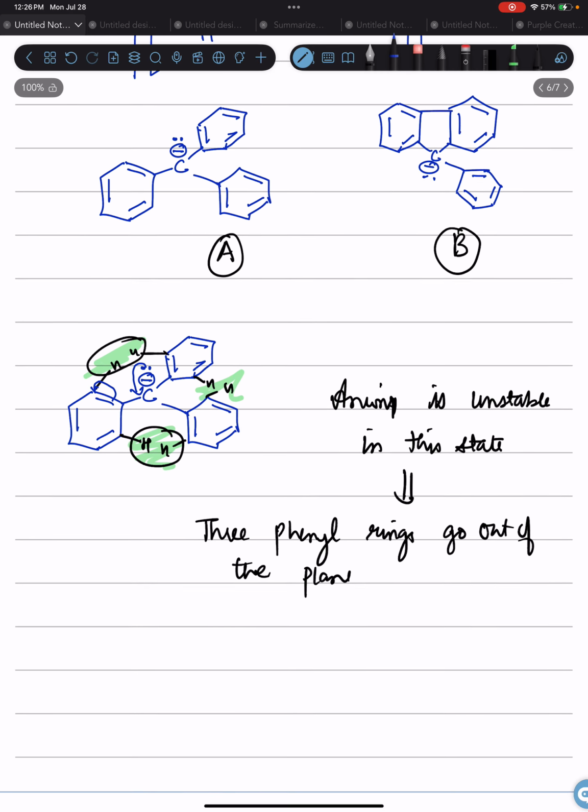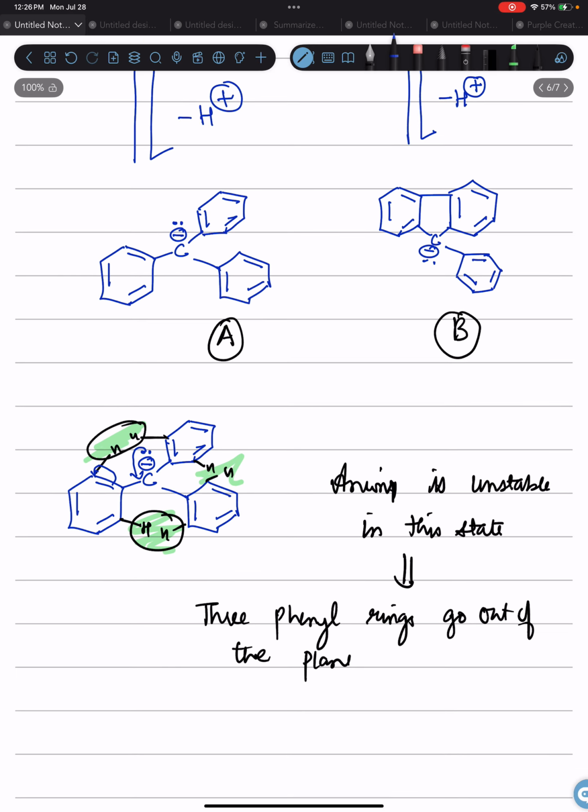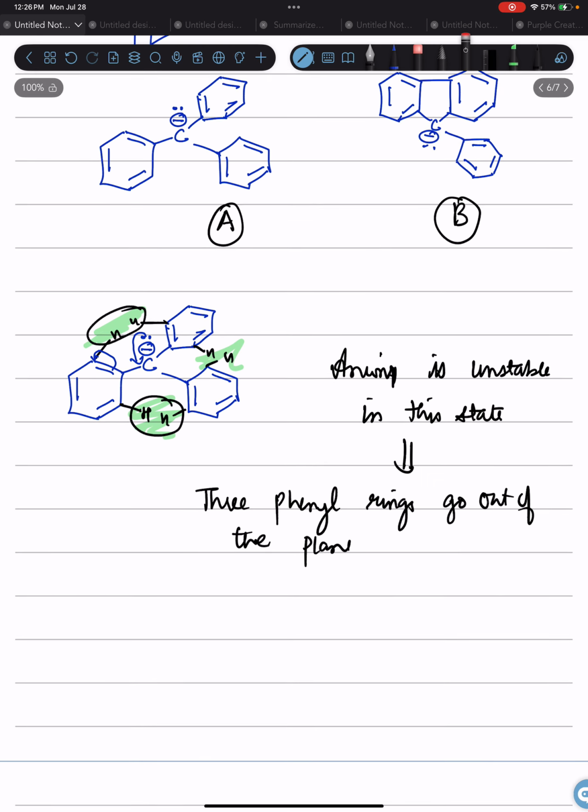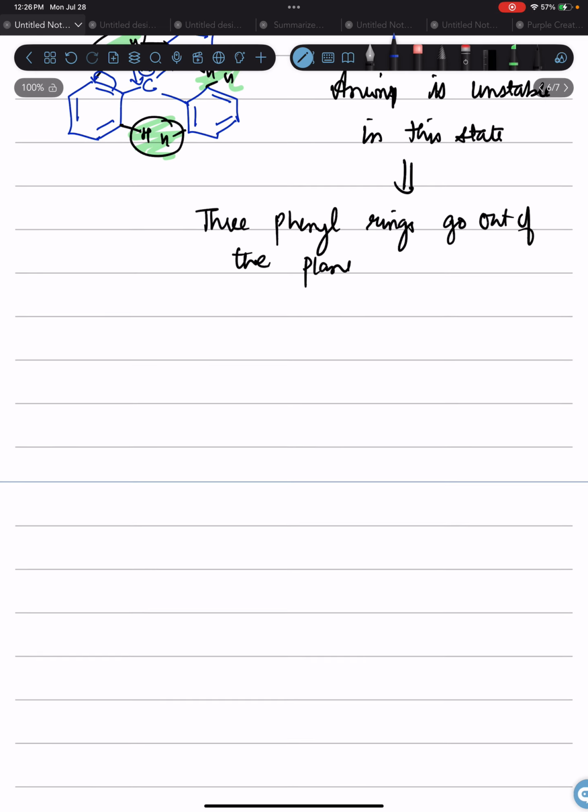If I look at B, what is the difference between A and B? The difference is this bridge. Because of this bridge, the coplanarity is still maintained, and because of that the delocalization is possible, and stability is gained, because the greater the delocalization, the more the stability of that species. The greater the charge is delocalized, spread out, the more the stability. The more the intensification, the less the stability of that species.